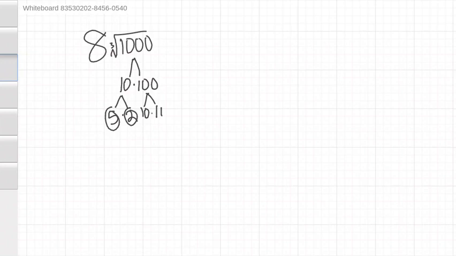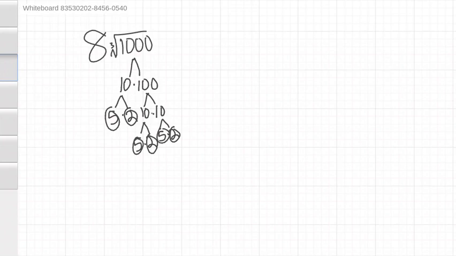Let's do one last practice. 8 cube root of 1000. 1000 can be broken down into 10 and 100. And 10 can be broken down into 5 and 2. 2 and 5 are prime. 100 can be broken down into 10 and 10. And again, 10 can be broken down into 5 and 2, where 5 and 2 are prime.